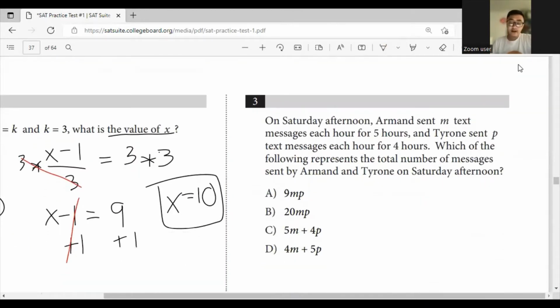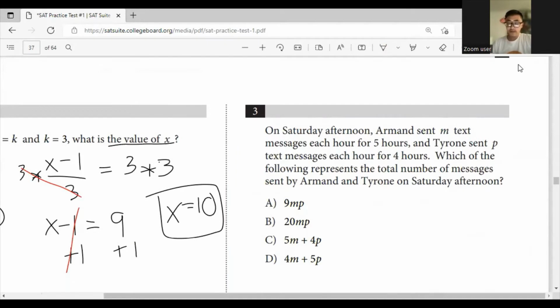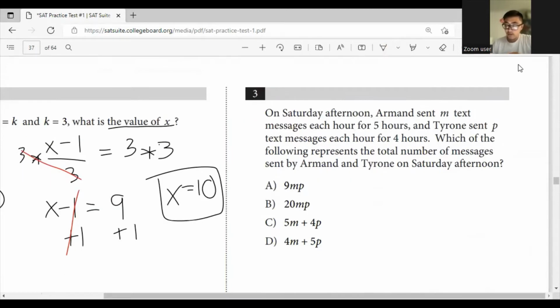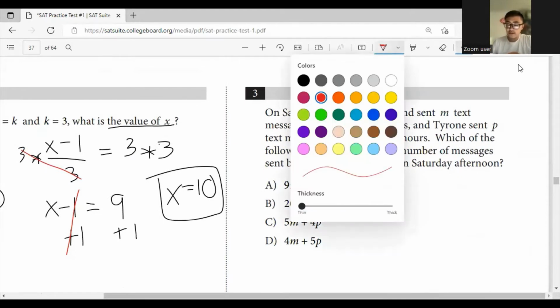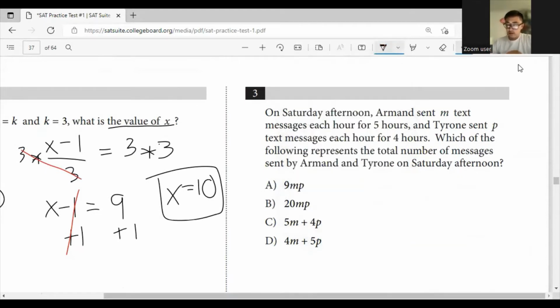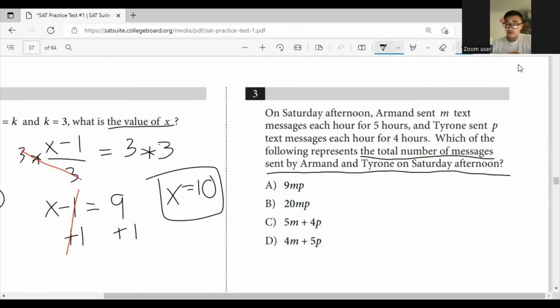On Saturday afternoon, Armand sent M text messages each hour for 5 hours, and Tyrone sent P text messages each hour for 4 hours. Which of the following represents the total number of messages sent by Armand and Tyrone on Saturday afternoon? Okay, so the question is asking us to find the total number of messages sent by Armand and Tyrone on Saturday afternoon.